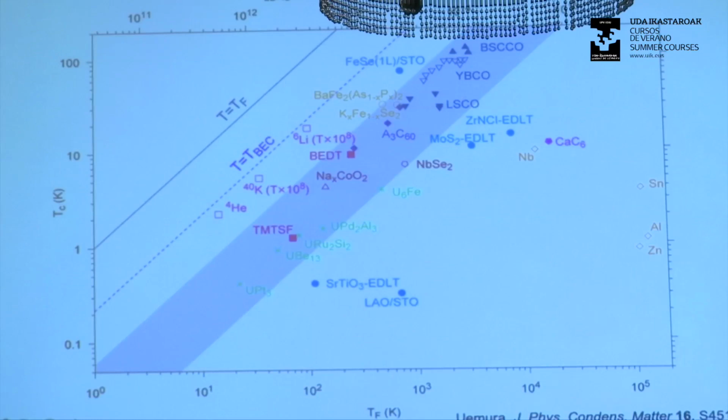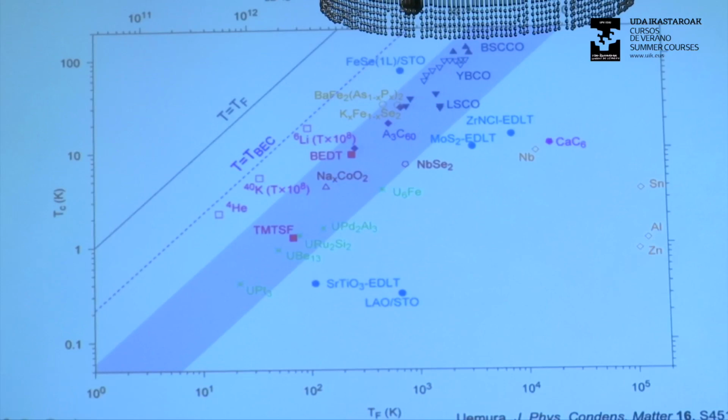As you go towards this corner, towards this band in fact, of this diagram, you go to more and more exotic and unconventional types of superconductors. Here you have, for example, the cuprates. Here you have the iron pnictides. Here you have some of the C60. The organics are here, and the heavy fermions are here. In this purple band lie pretty much all of the unconventional and exotic superconductors.